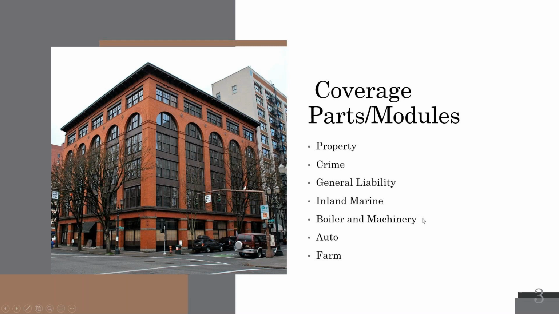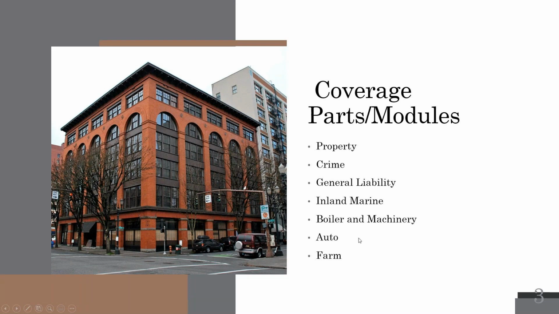Boiler machinery is the equivalent to a home warranty. And so, you know, your washing machine or dishwasher breaks down, you pay a deductible, and someone comes out to fix it using your home warranty program policy. Well, boiler machinery is kind of the same thing for a business. Explosion of steam pipes, steam turbines, generators, boilers, and machinery that, again, are not covered anywhere else.